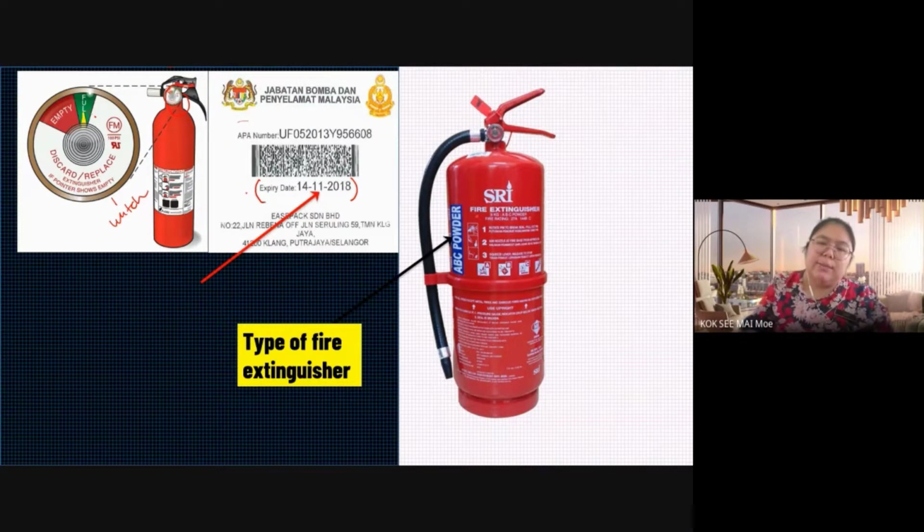This label stands for the type of fire. If you want to see what type, you can see it here. You can observe our school also has one. Normally you see what type our school is using, you can refer to the cover of the fire extinguisher. Then you can also check the expiry date. There will be an expiry date there.